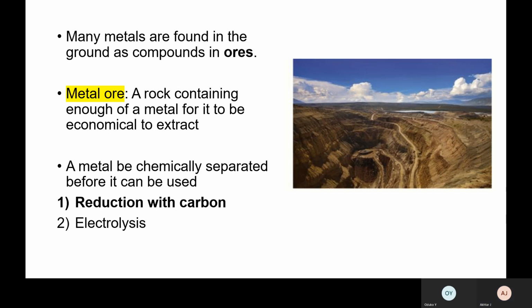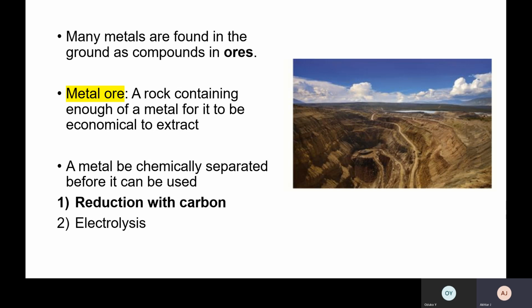Now, once the ore is removed from the ground, the bits of rock are crushed or removed from it, and the compound has to be chemically separated. So there are two methods: reduction with carbon and electrolysis. Electrolysis comes up in the next chapter, so we won't be going into too much detail for this topic, but we do need to know about reduction with carbon, which is what we'll be covering today.